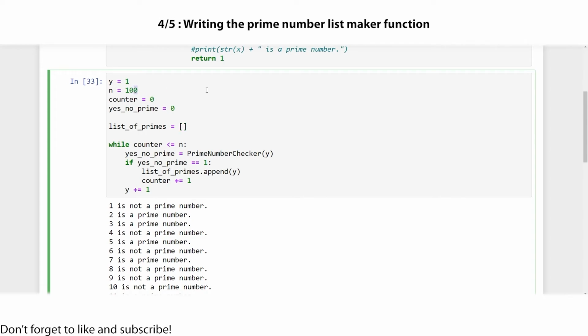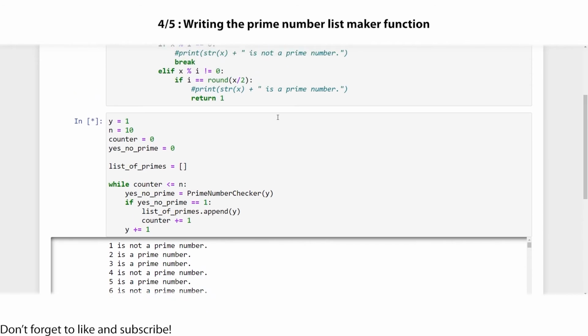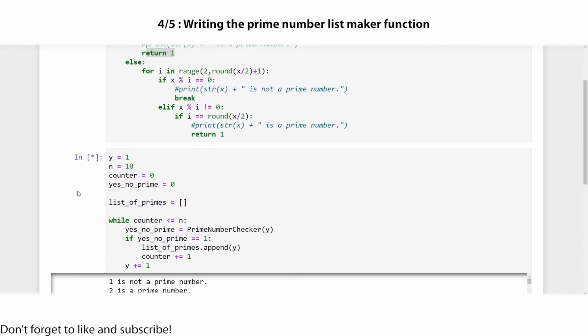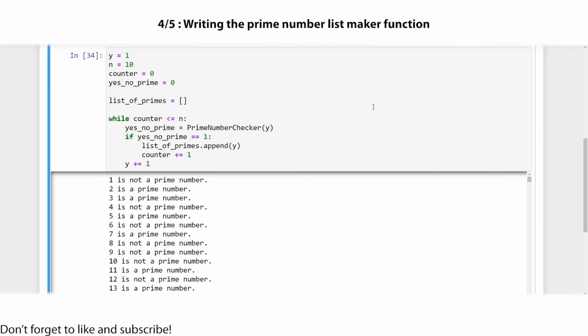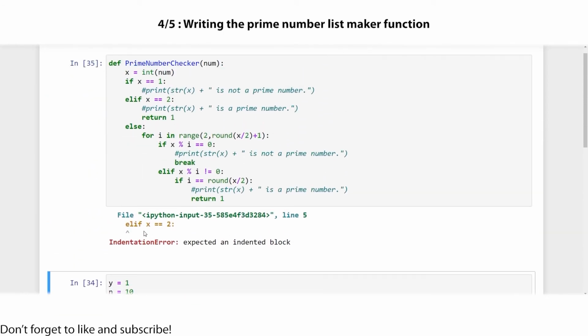Let's try a smaller number here. Let's try n is equal to 10. And let's see, fingers crossed. Okay, so there's a problem here because I did not run this cell, I believe. So let me cancel that, and let's run this cell one more time. Okay, there's a problem here. Let's see. What's the problem here? Expected an indented block. So why is that not happening?